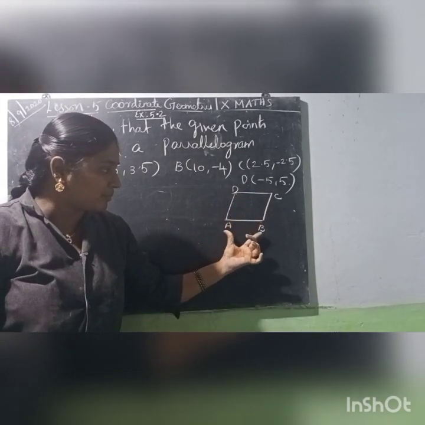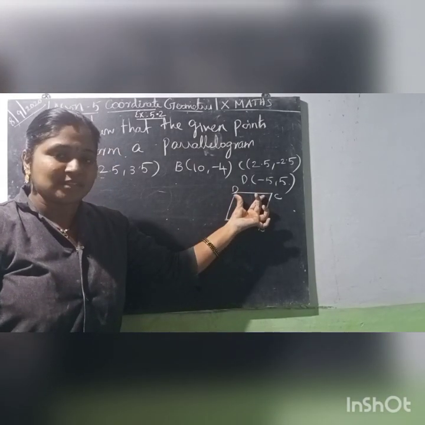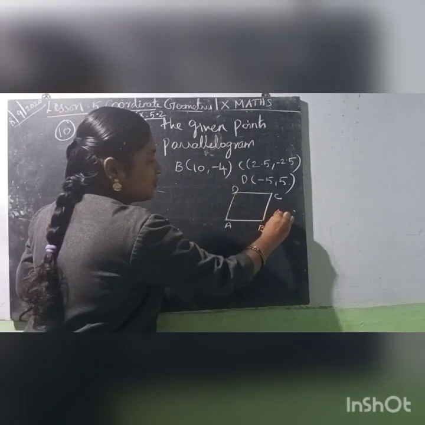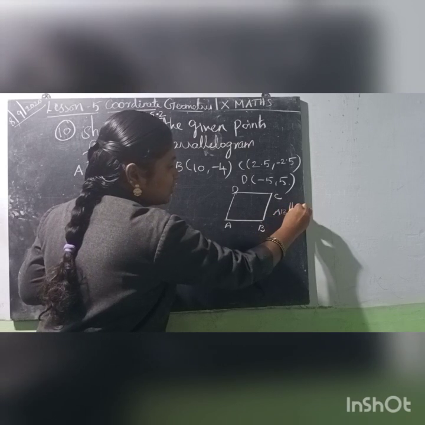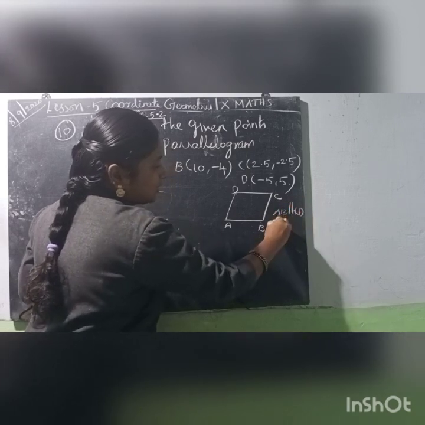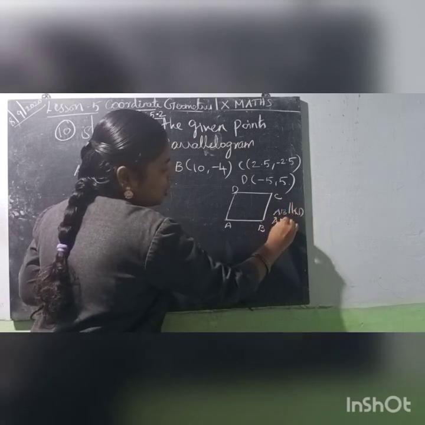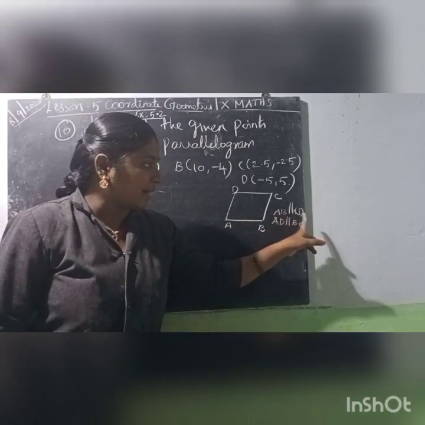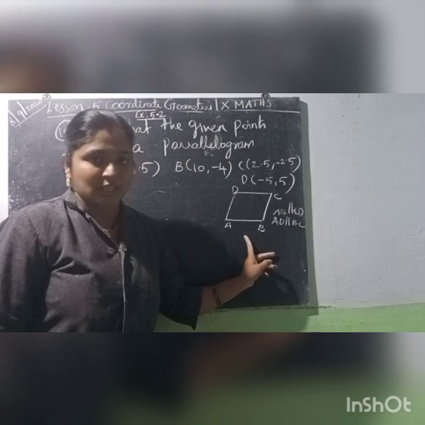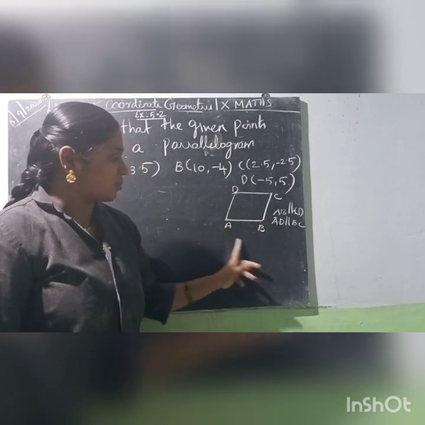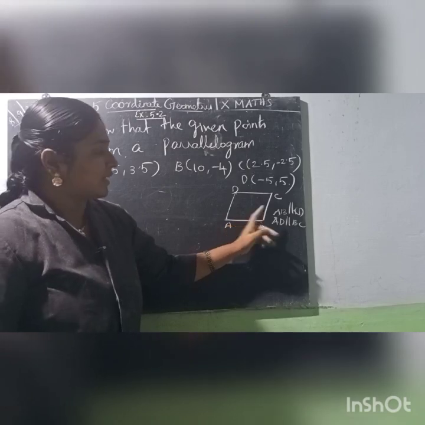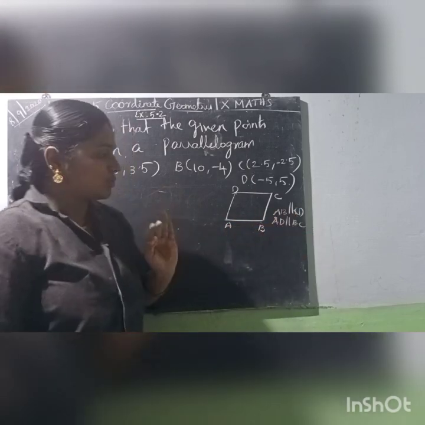Properties of a parallelogram: AB is parallel to CD and also AD is parallel to BC. We know if two lines are parallel, their slopes must be equal. So we have to find the slope of AB and CD. If we get the same value, we can say AB is parallel to CD.